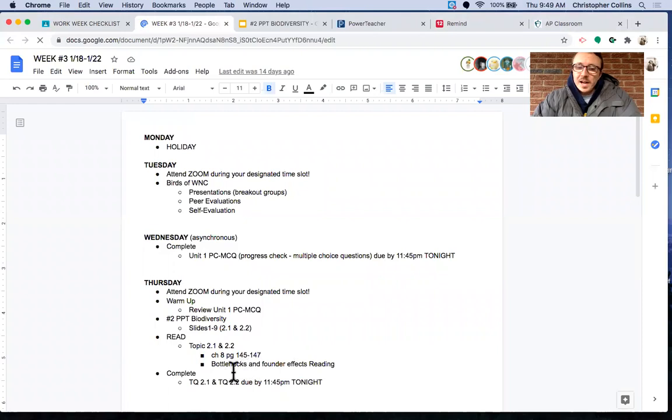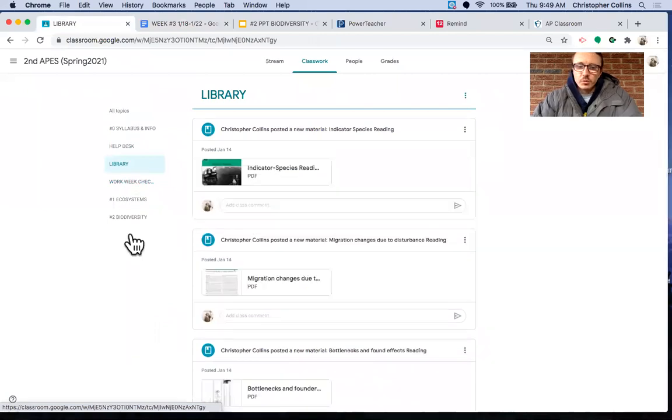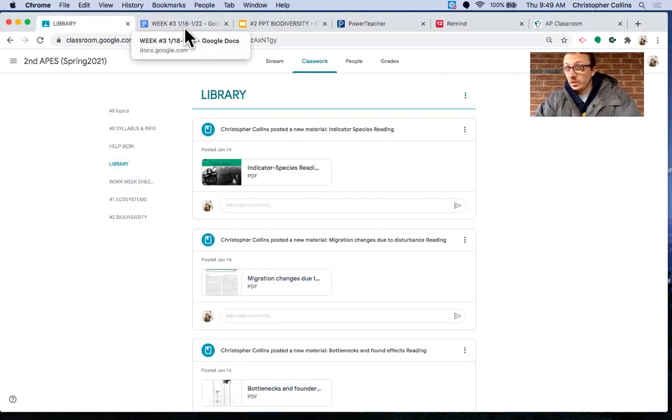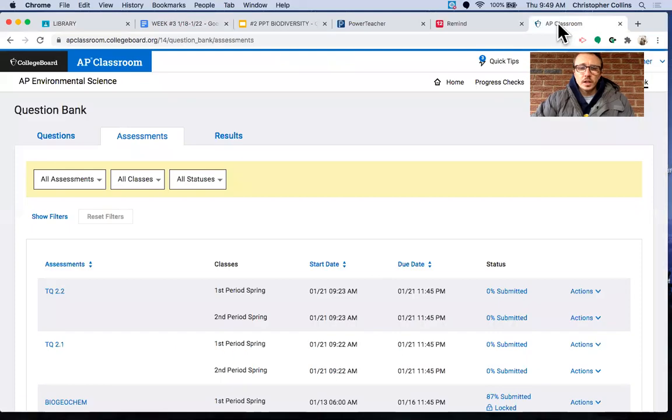And then there's a separate document, Bottlenecks and Founder Effects, that you can find in the library. You need to read this as well. It's just a PDF. I think it's only 1 page, really, really short. You can see it right there. But be sure to read that, especially if you have not had biology. Even if you had biology, I would still take a look at it because I didn't really go into detail with bottleneck effect because it's something that's kind of more important in an environmental science class when considering population size, genetic diversity for conservation. And then you've got 2 TQs, 2.1 and 2.2. Those are due tonight.